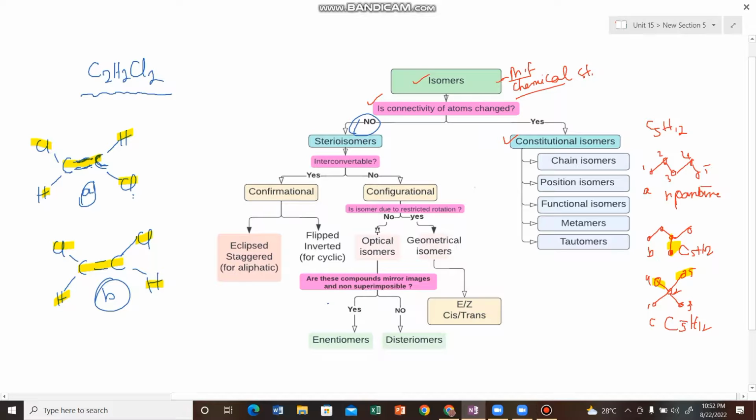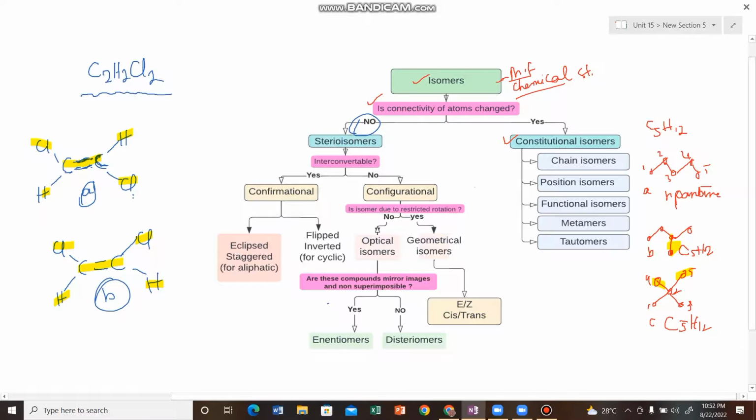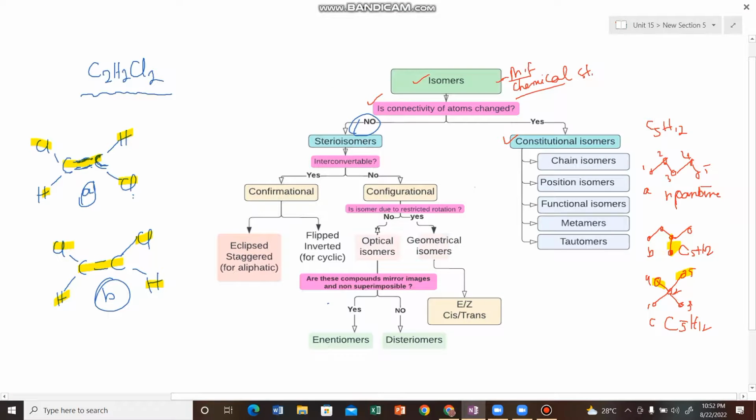But what is the difference here? In A and B, the spatial arrangement of atoms in space is different. What does it mean? If we check structure A, the 2 heavy atoms or bulky groups are in opposite directions to each other. That structure is known as trans. In structure B, the heavy groups or chlorines are attached on the same side, the upper side. This structure is known as the cis structure.